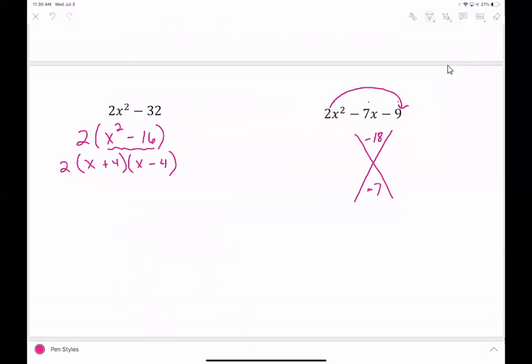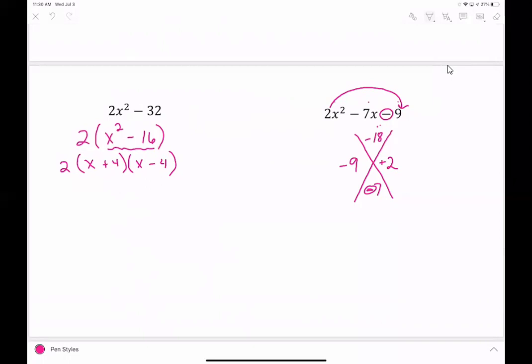So what we need is to find 2 factors of negative 18 that will subtract to give us a negative 7. It looks like 9 and 2 will multiply. If I want to get a negative 18, I need one of my numbers to be negative. The bigger number is always going to get the sign down here, so I'm going to make that a negative 9 and a positive 2. When we multiply, we get negative 18, and negative 9 plus 2 is a negative 7.